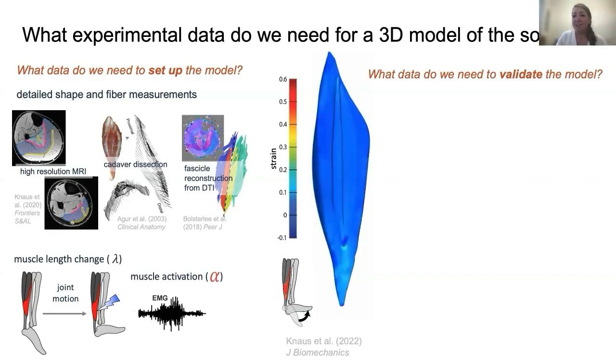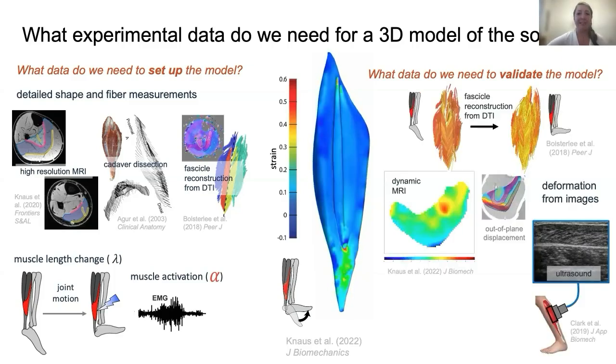So on the validation side, some guesses of what we need to validate a model like this. A challenge in 3D models is there's a lot of degrees of freedom in the model. So validating, we need a wealth of data to examine different things. A big factor is using imaging, particularly dynamic approaches, right? Because with our simulations we're predicting dynamic muscle function and deformation. So things like dynamic MRI, where we can actually capture muscle deformation in vivo, or ultrasound.